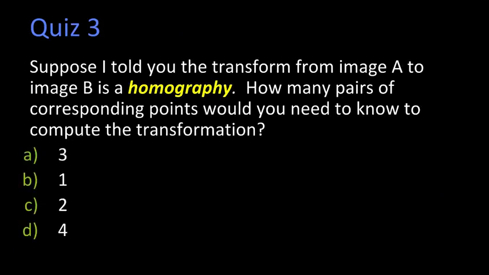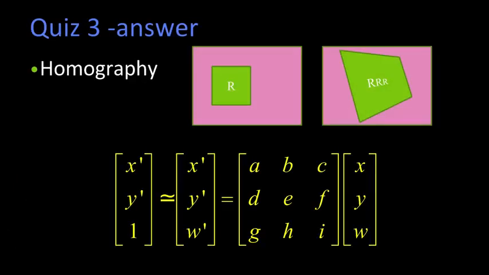Same set of answers. A3, B1, C2, D4. How many points? Well, the answer is 4, which is D. Why? Because we have, well, wait a minute. It looks like 9 unknowns, right? It's 3 by 3. But no, you've seen this before. It only matters up to a scale factor, right?